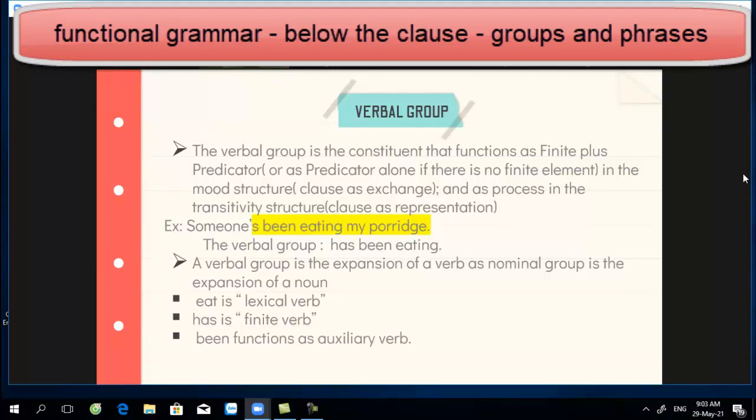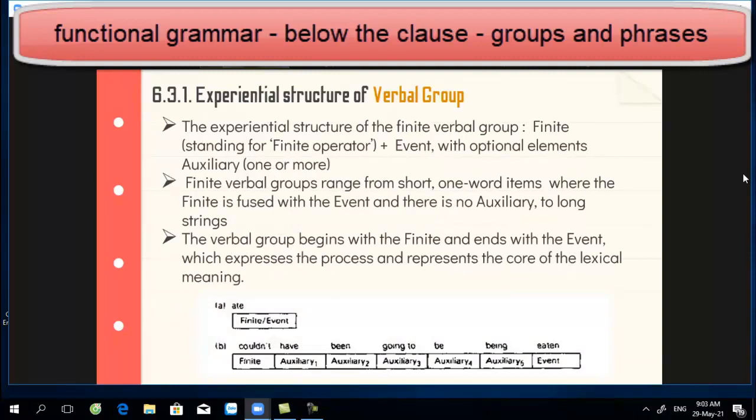And a verbal group is the expansion of a verb, as nominal group is the expansion of a noun. For example, with the group above, we can see that eating is a lexical verb, has is the finite verb, and been functions as auxiliary verb. So the experiential structure of the finite verbal group: finite standing for finite operator, plus event, with optional elements, one or more auxiliary. Finite verbal groups range from short, maybe one word item, where the finite is fused with the event and there are no auxiliaries, to long strings. The verbal group begins with the finite and ends with the event, which expresses the process and represents the core of the lexical meaning.